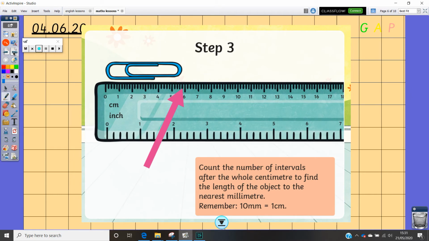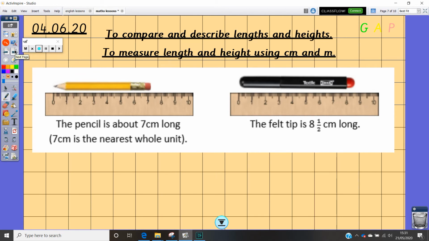Count the number of intervals after the whole number to find the length of the object to the nearest millimetre. So we are not worrying about these little lines in here. We're just going to go for the biggest number here. So this one will be 6, as we've just said from the previous slide. So let's have a look at these objects here. So you can see my little overhang here, where actually that ruler is just a piece of plastic. It doesn't mean anything. We need to move the object along so that it is in line with our 0.